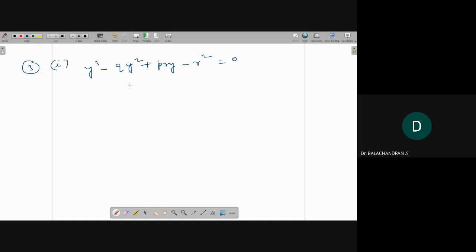Anybody tried? Sir, I have got y cube minus q plus qr of y square. Take q commonly: q into r plus 1 into whole y square, plus r square, plus p into r plus 1 whole square into y, minus r cube into r plus 1 whole cube. Yes sir. Okay, so please check it. I think this is the answer.